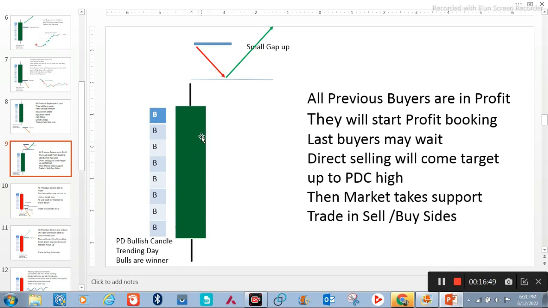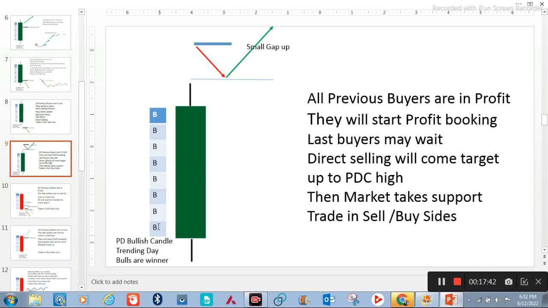Same bullish candle, buyers, but the situation changes: this is the previous day closing, and there is a small gap up scenario. You can see the gap up here. This is the closing price, and the market opened here. Now tell me, what is the position of all these buyers? Are they in profit or not? He bought it here, and the market gapped up next day, so he is in profit. Whatever price he bought at, it is now more than that.